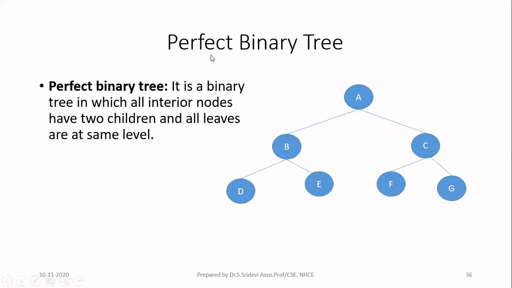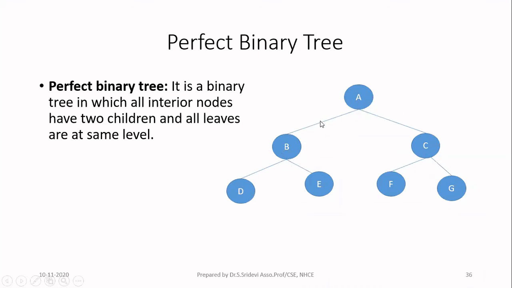Okay, and the next one is perfect binary tree. Perfect binary tree means when all the interior nodes have two children and all the leaves are at the same level, then you will say that it is a perfect binary tree. So here you can see all the interior nodes. What are the interior nodes here? A, B and C. These three are called internal nodes or interior nodes.